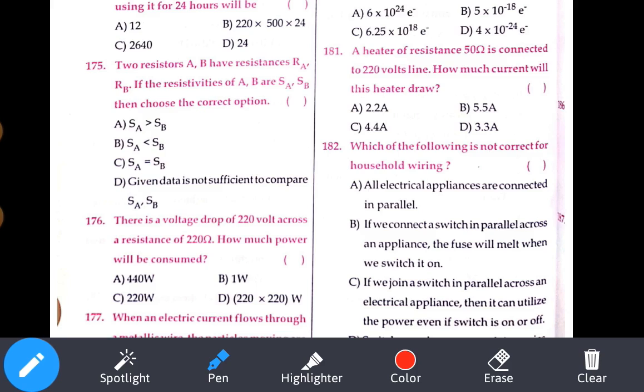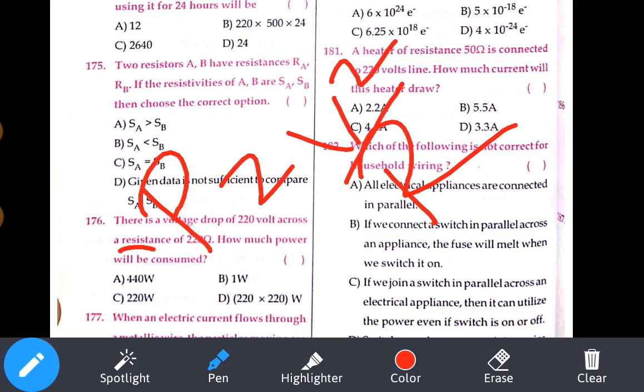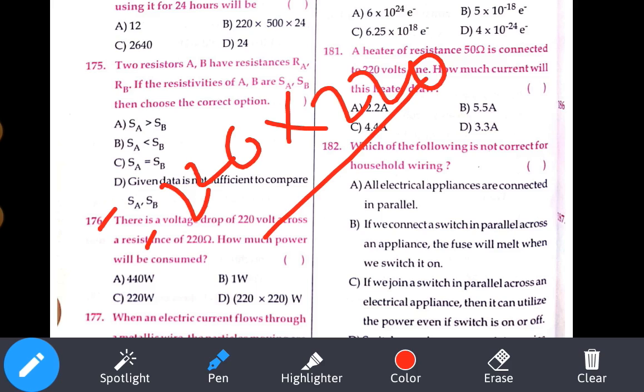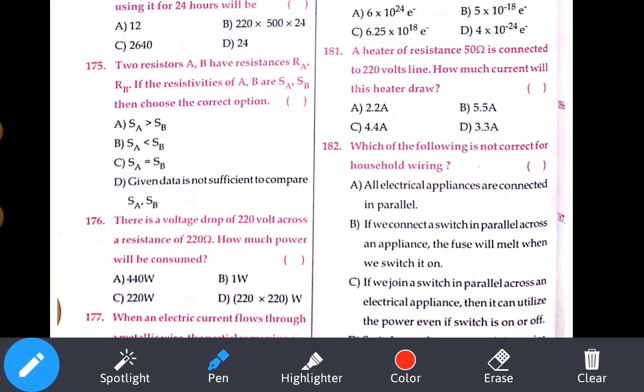There is a voltage drop of 220 volt across the resistance 220 ohms. What is the power? So power is equals to what? Oh, resistance they have given. So what will be the formula? It will be V square by R. V square by R. So substitute it. V square. What is the V value? 220 into 220 by 220. 220 cancelled. What will be the answer? 220 only. 220 watts. Option number C.